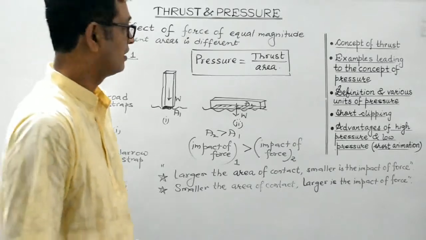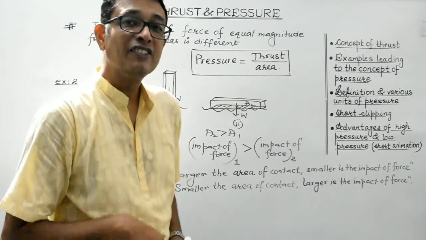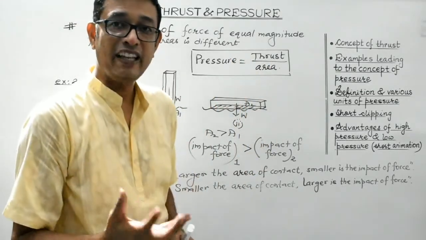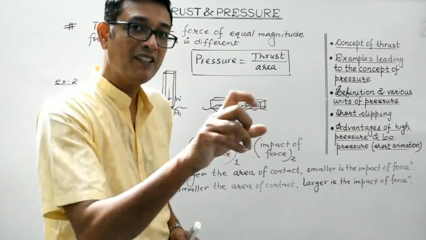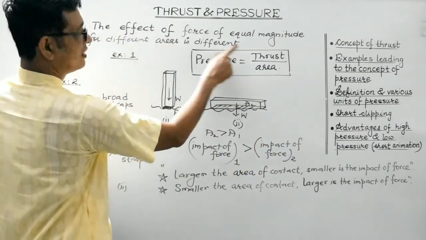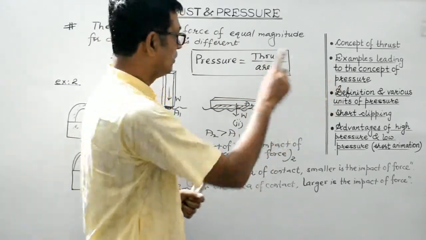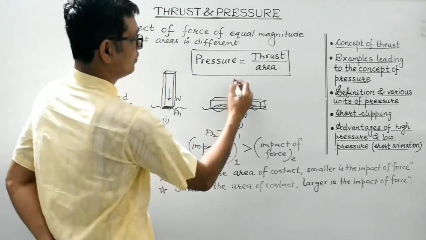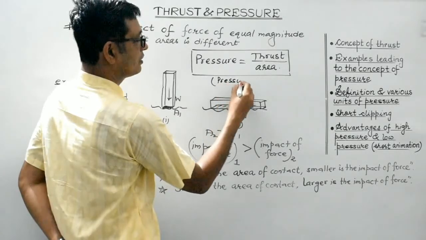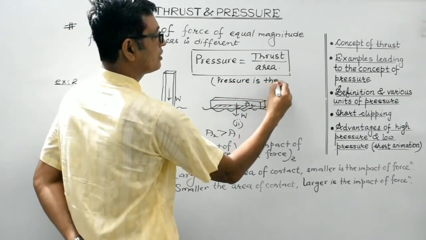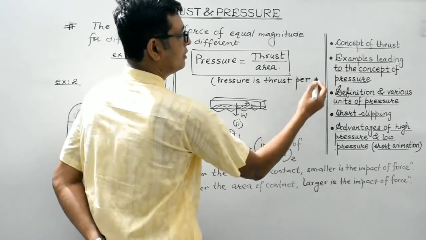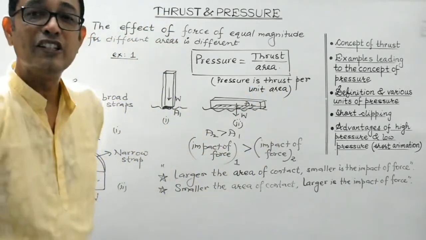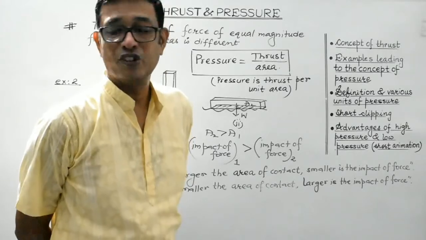Clear, students? Again I repeat. Pressure may be defined as the thrust per unit area, or it may be defined as the force exerted by a body on a surface normally per unit area. Force exerted by a body on a surface normally is known as thrust, and thrust per unit area is known as pressure, right? So pressure is thrust acting per unit area. Clear, students? So this is the concept of pressure.